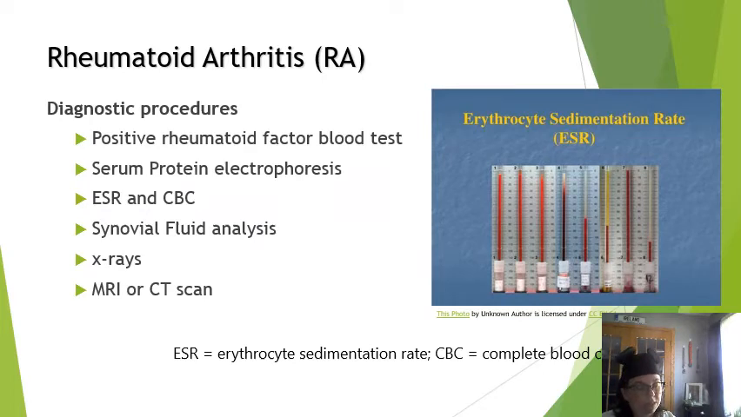RA is diagnosed with a positive RF factor test. It's a rheumatoid factor blood test. Serum protein can be sent through electrophoresis, and blood can also be processed with an ESR. ESR is an erythrocyte sedimentation rate, and a CBC, which would be a complete blood count.